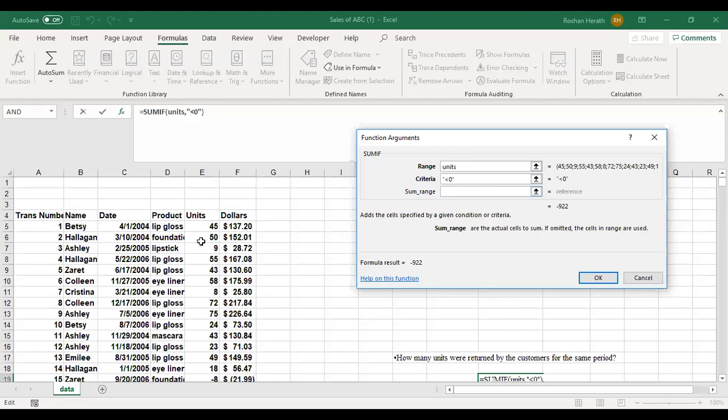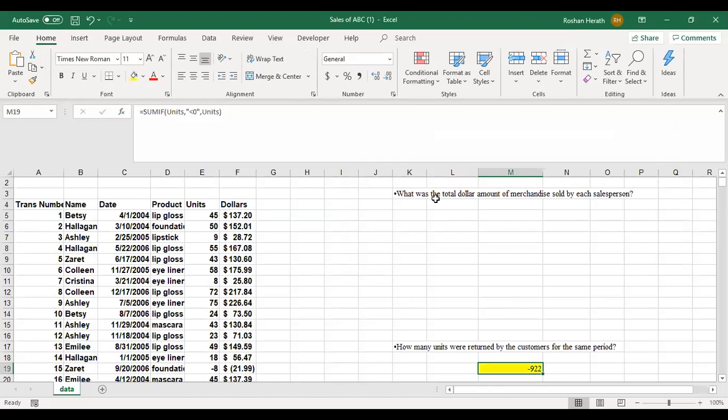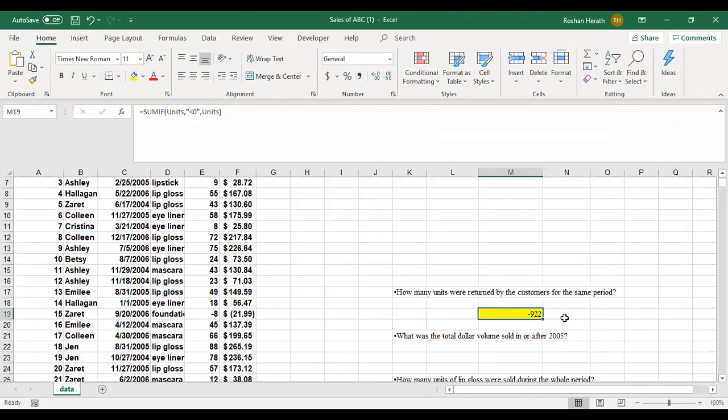Or what you can do is, you can simply type units over there for the sake of completion. So still you may get the answer 922. So that should be the answer for the second one. Right. Then the third one, if you have questions on that, you better ask. In the meantime, what was the total dollar volume sold in or after 2005?